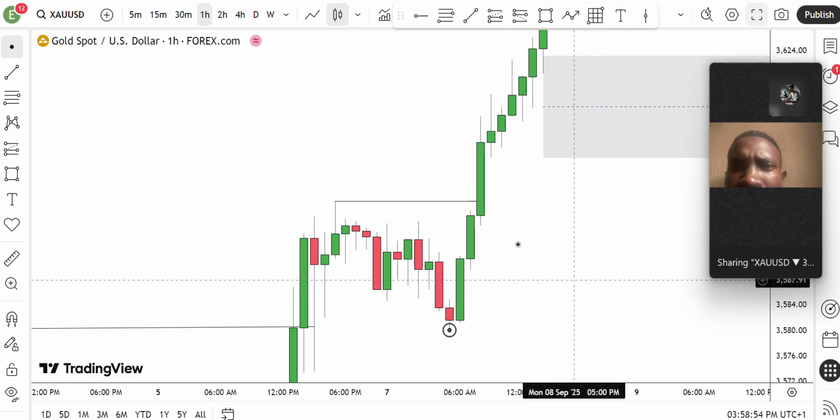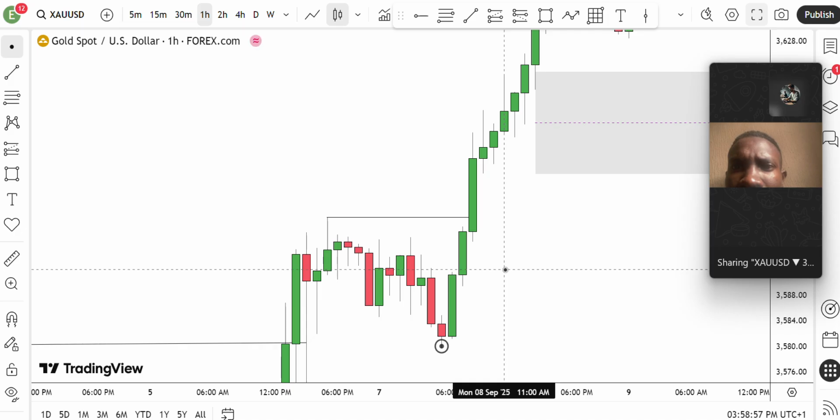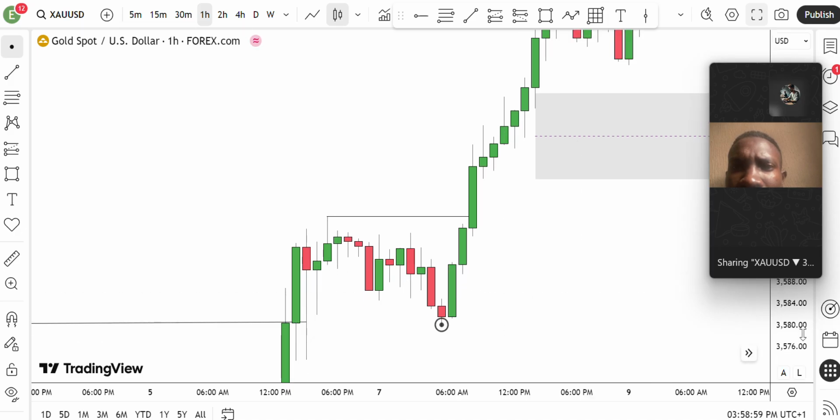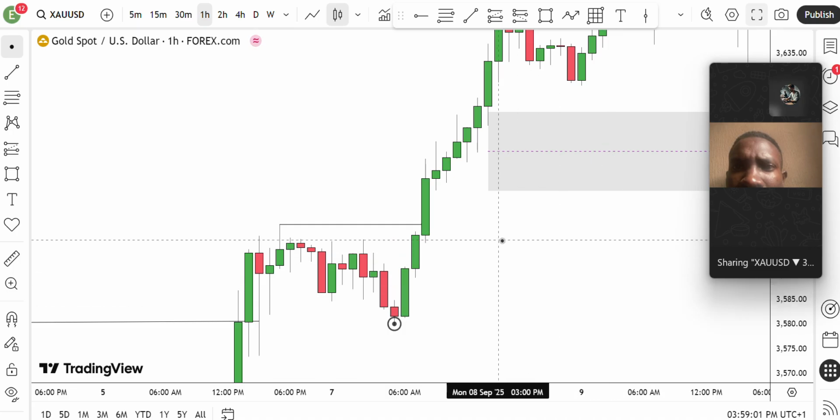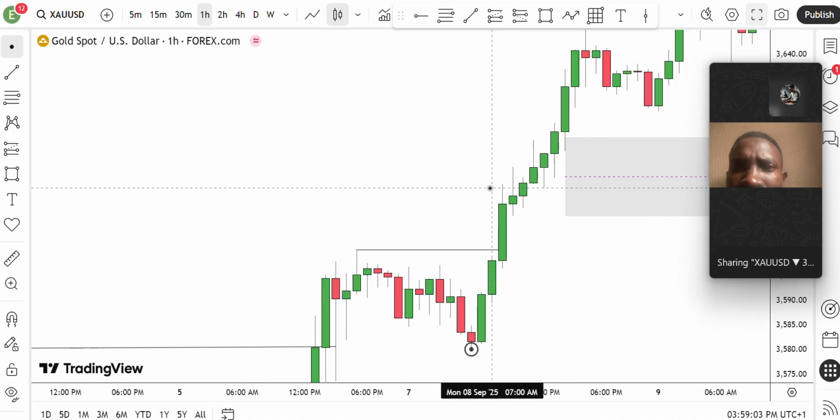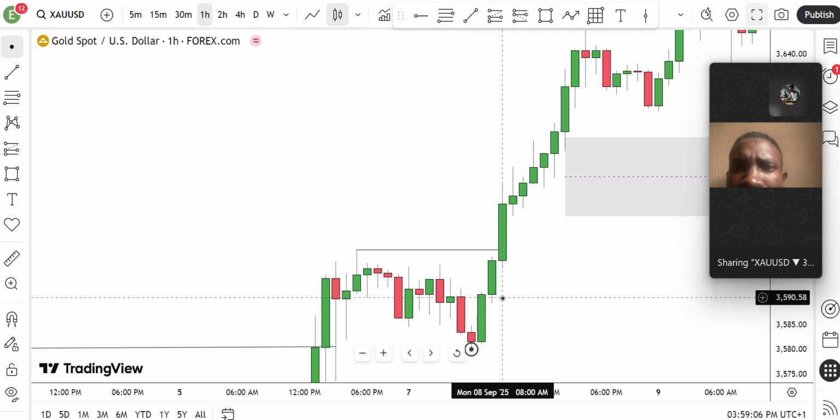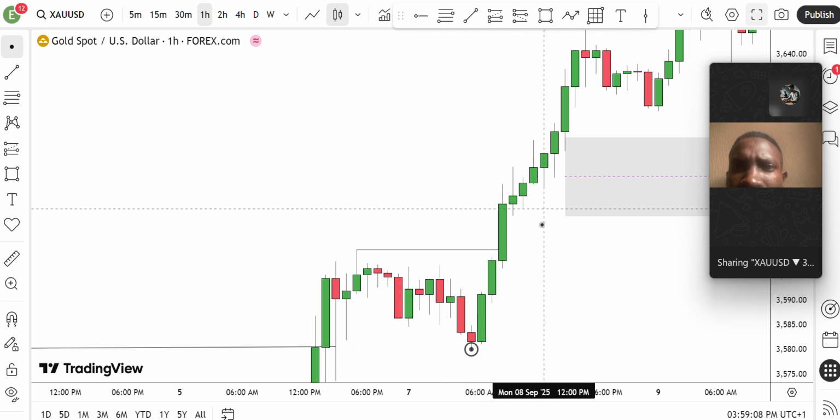That is why I said shifting your POI can change your area of interest, or AOI. You can shift your area of interest from a particular demand area to another demand area.